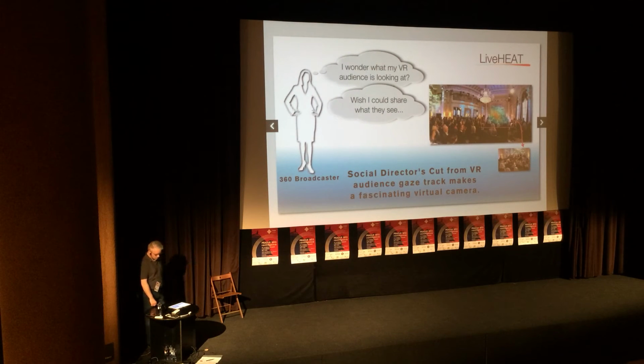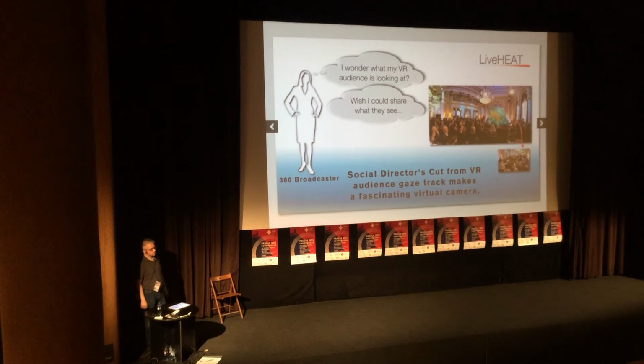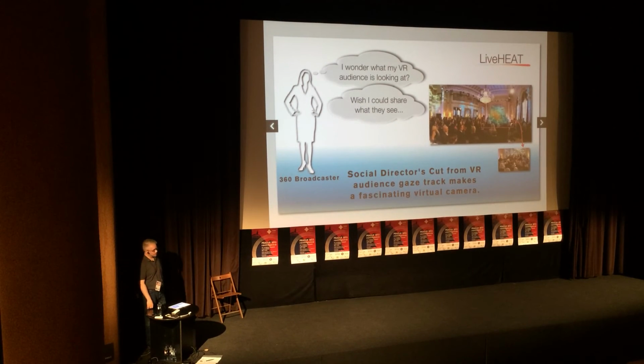Then, for the broadcasters, of course, it's nice to see what the people are looking at, so you can find out the most interesting areas of the video. But this can also be used as a tool for director's cut. The normal director's cut is a predefined path through the 360 video that someone creates, and from there it creates a normal 2D video. But what LiveHEAT provides is a collective set of director's cuts.